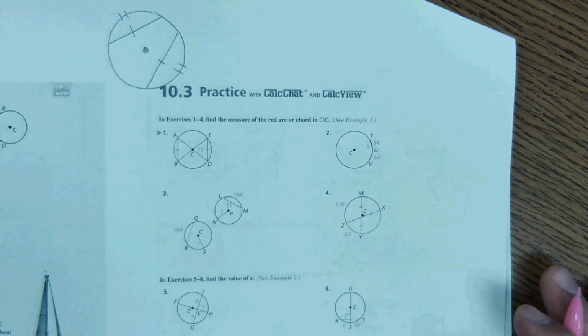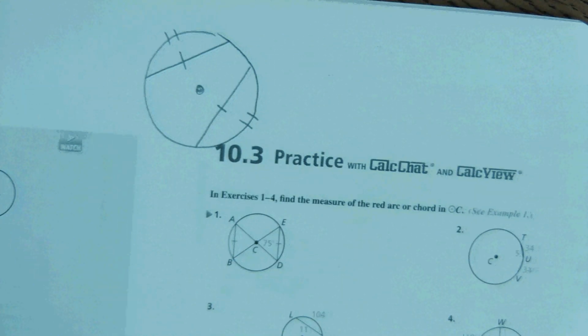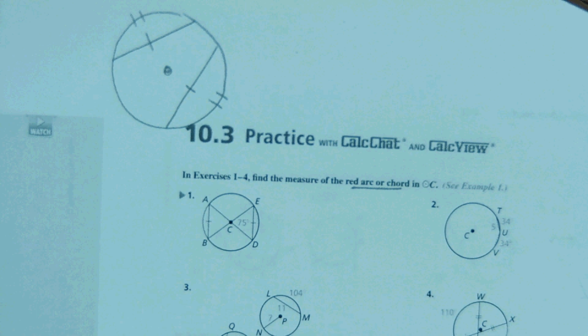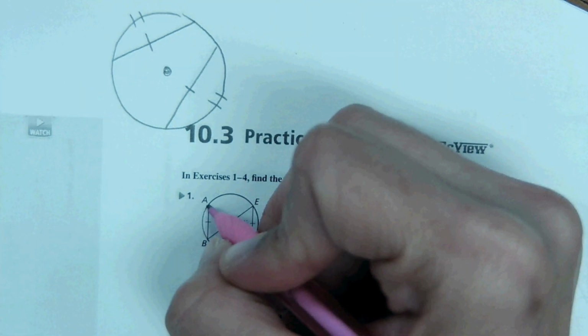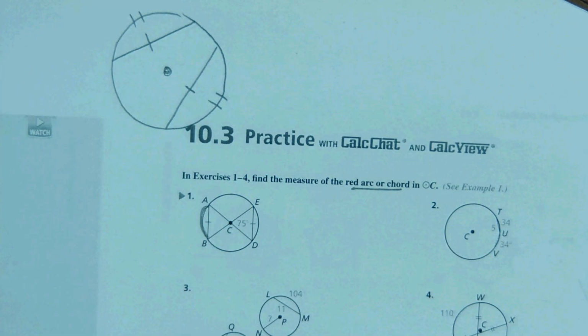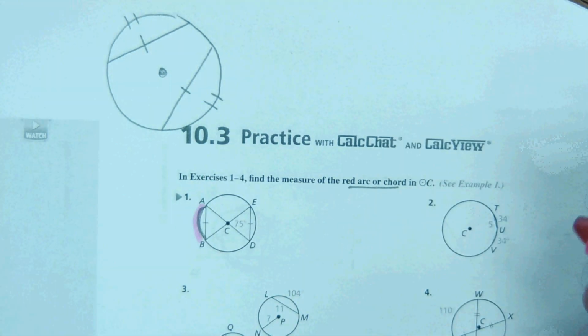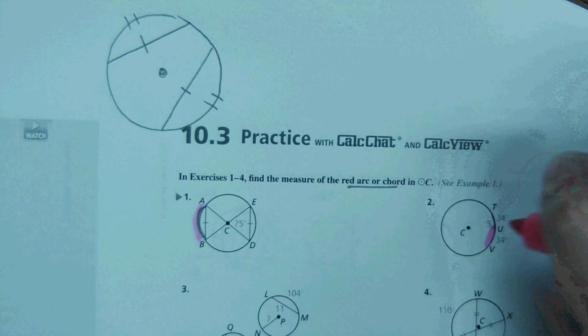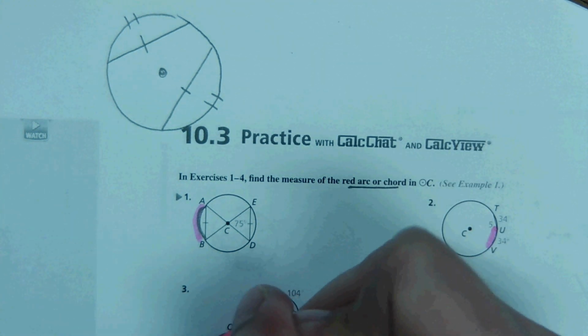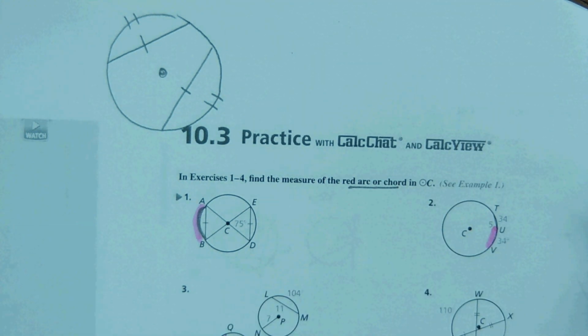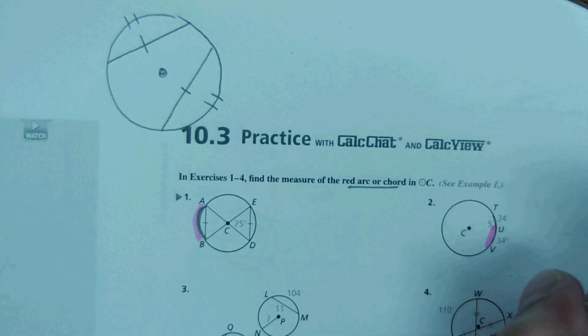I'm going to zoom in here too. So for number 1 through 4, it says find the measure of the red arc or chord. Obviously, this is not in color, so you can just trace it with your pencil. This one, we're going to find the arc measure of AB. So either trace it with your pencil, or if you have color, you can highlight it. This one's kind of hard to see, but this chord right here, this chord here, and this arc.